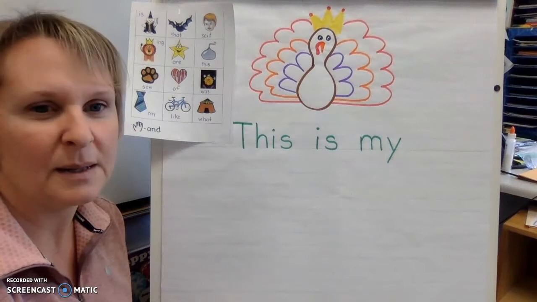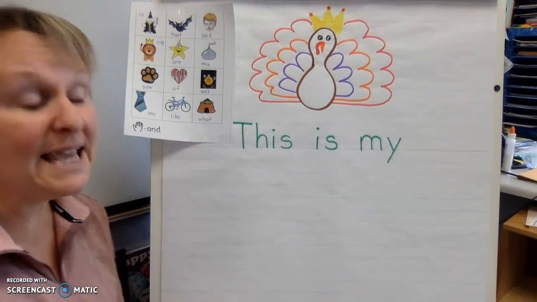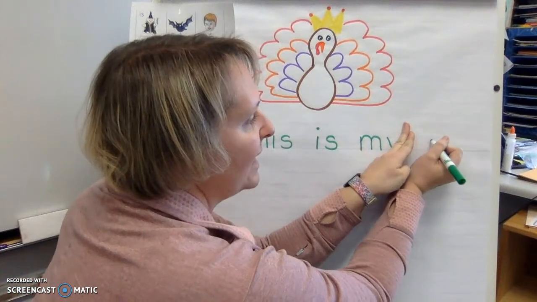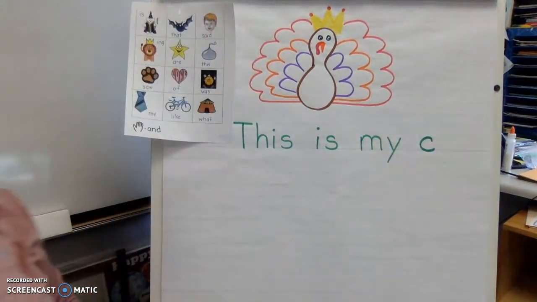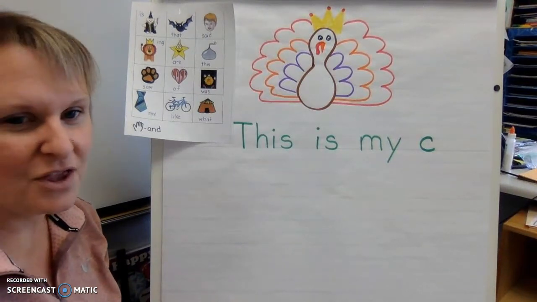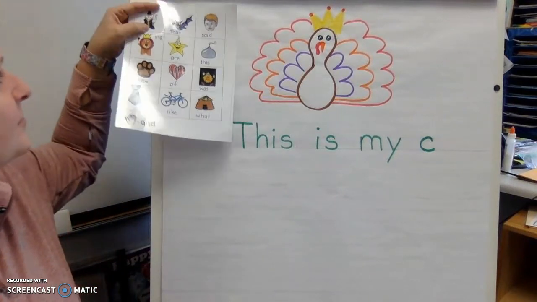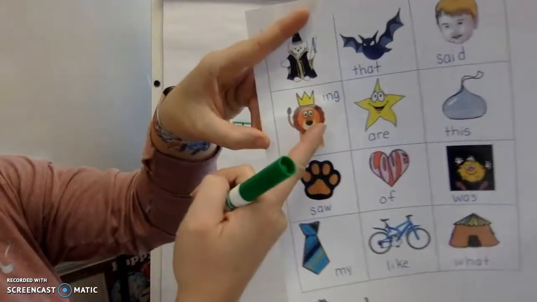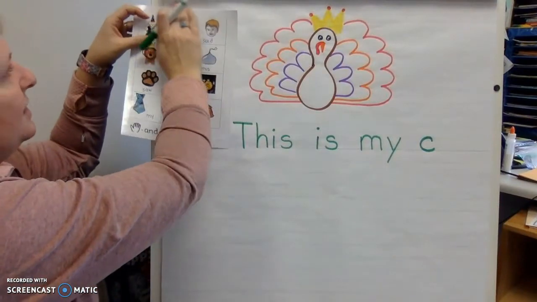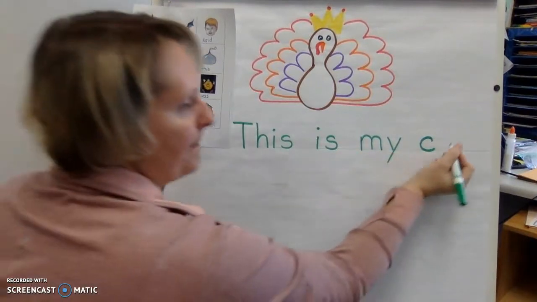Kale, what do you hear? C. C. Kale hears a C. So, again, we're going to use a finger space. And I'm going to write a C. Now, in the word king is ing. Everyone say ing. So I'm going to use the king of ing right here. And he's going to help me finish writing that word. And I'm just going to copy it. I-N-G.